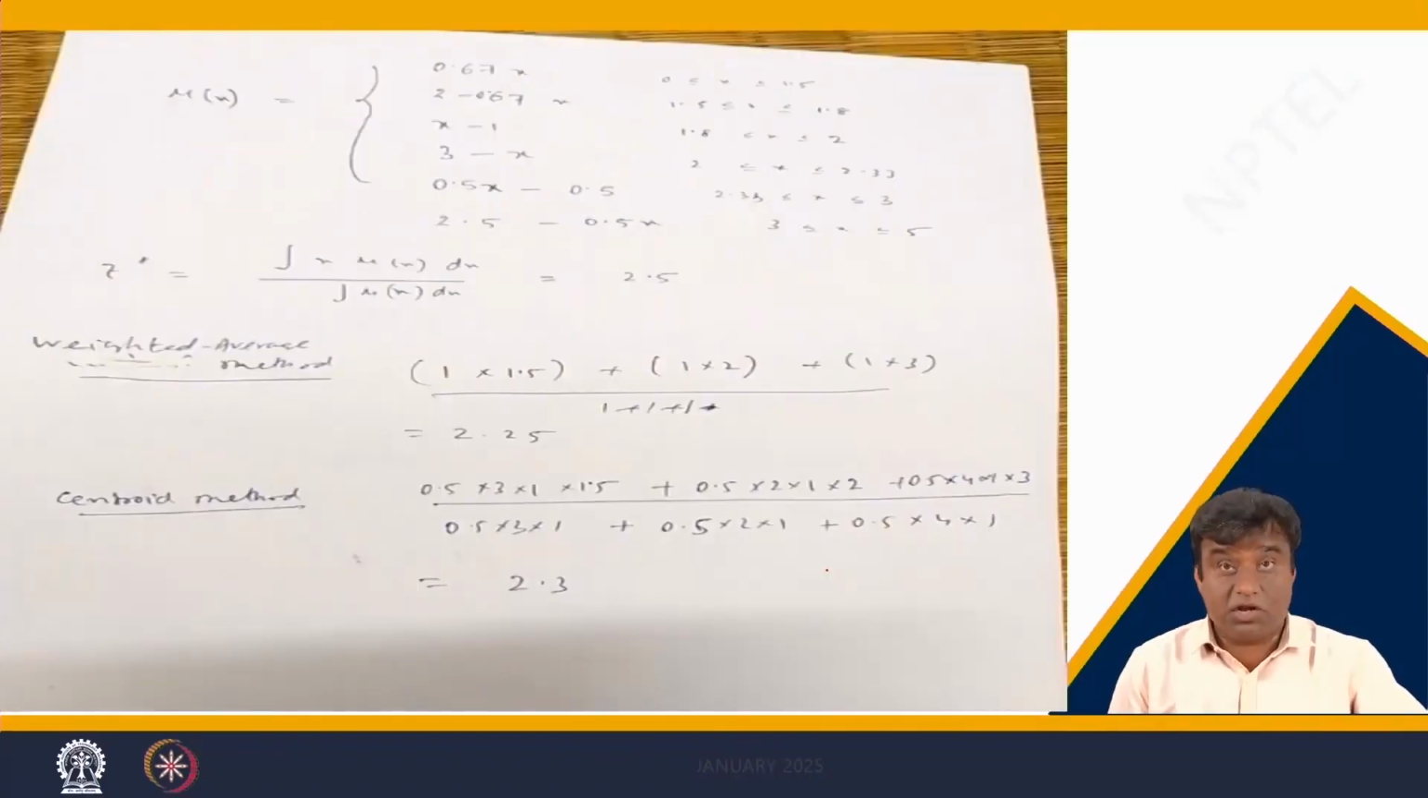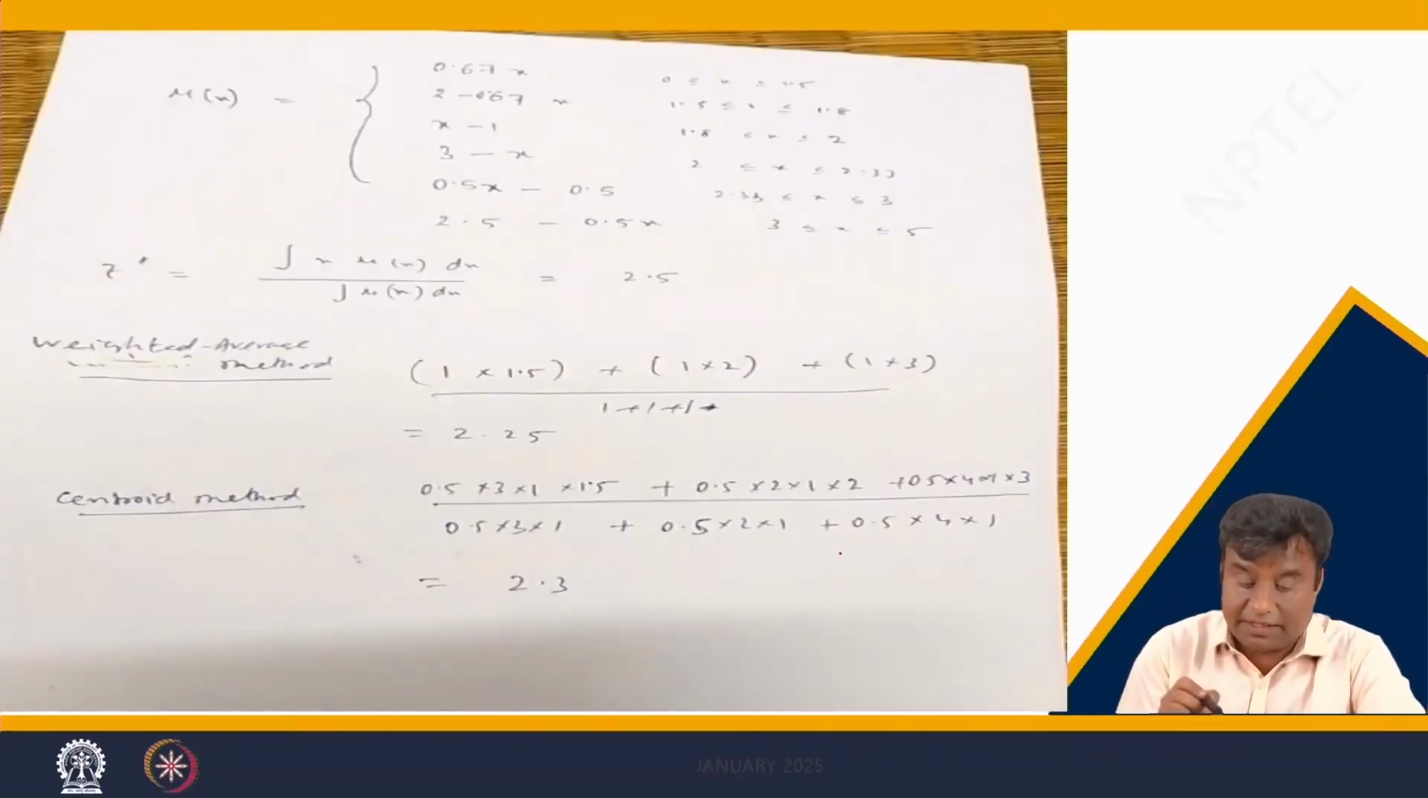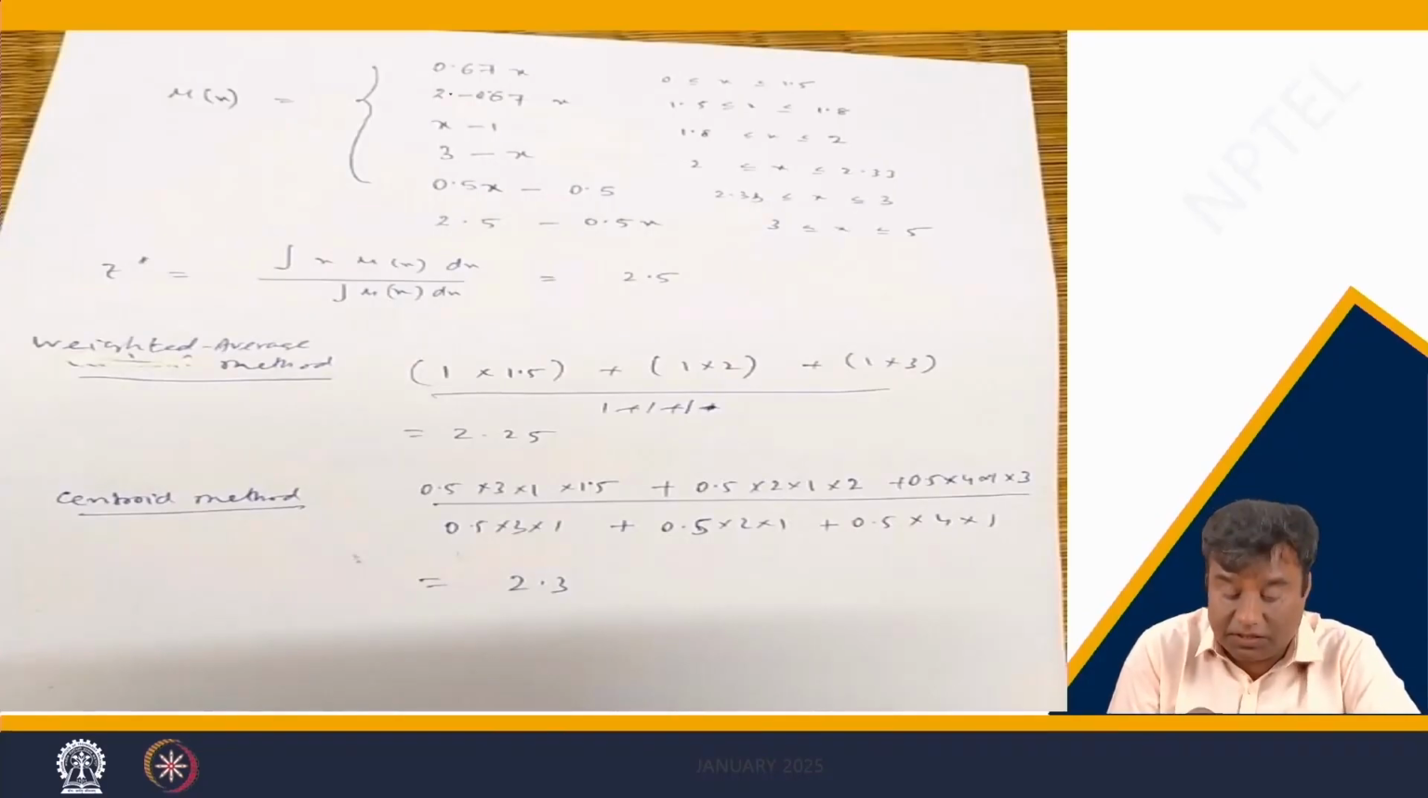After solving all of this, you can find that mu x equals 0.67x from 0 to 1.5. From 1.5 to 1.8 it is 2 minus 0.67x. From 1.8 to 2 it is x minus 1. From 2 to 2.33 you will get 3 minus x. From 2.33 to 3 you will get 0.5x minus 0.5. From 3 to 5 you will get 2.5 minus 0.5x.